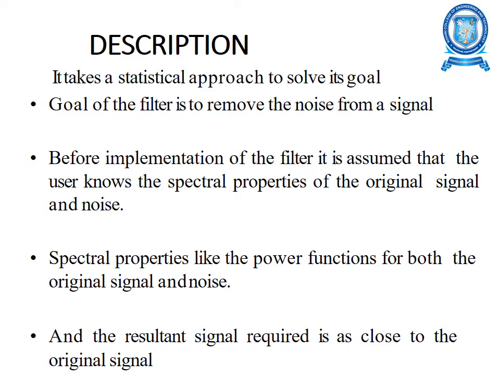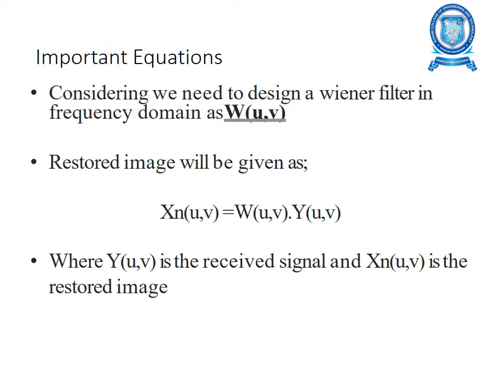Before implementing the filter, we have to know the spectral properties of the original signal as well as the noise that is present. Spectral properties in the sense of power functions, for both the original signal and the noise that is being added, and the resultant signal should lie close to the original. Some important equations of a Wiener filter are given here.